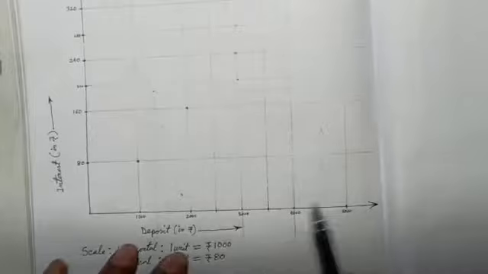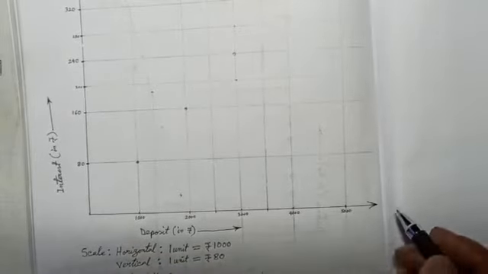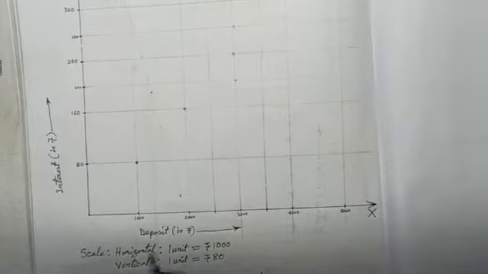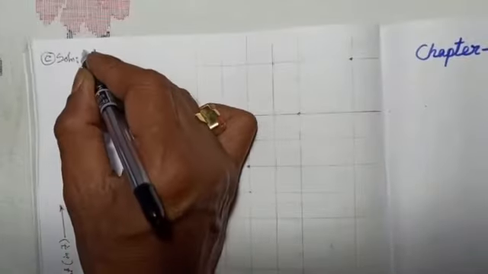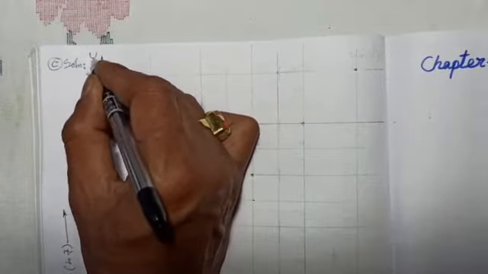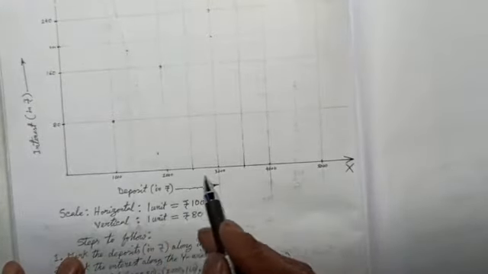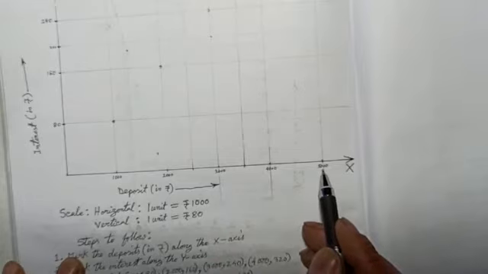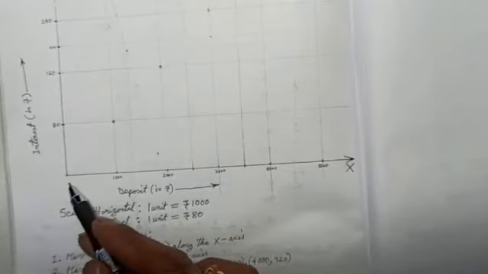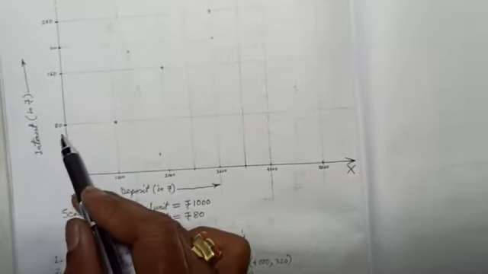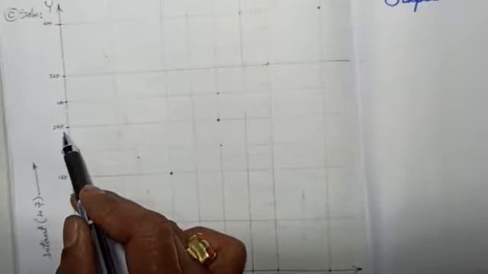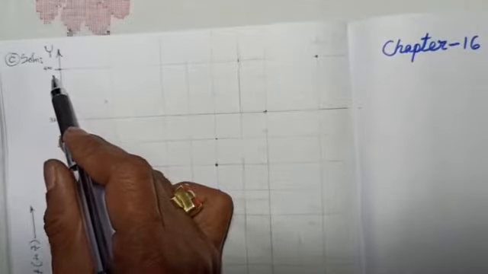First let's draw this horizontal line, and this is the x-axis. Then after that let's draw this vertical line, and this is the y-axis. Then this is deposit in rupees: 1,000, 2,000, 3,000, 4,000 and 5,000 are marked. Then on the y-axis, this is interest in rupees. This is 80, this is 160, this is 240, this is 320 and this is 400 and so on.